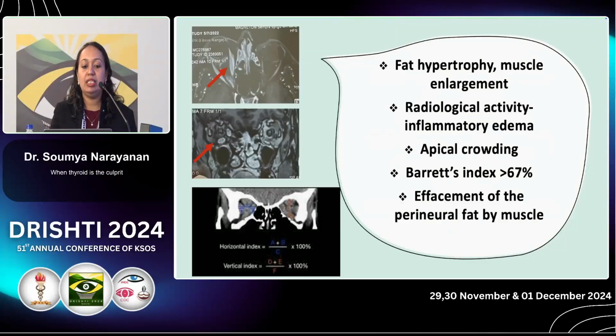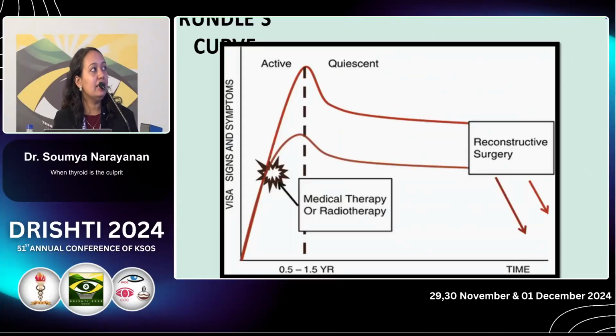So in the imaging, you can see there is fat hypertrophy, muscle enlargement, and radiological activity in the form of inflammatory edema. We should also look for apical crowding, especially in Barrett's index, or effacement of the perineural fat by the muscle. Rundle's curve gives us the natural course of the disease, where it has an active phase and a quiescent phase.